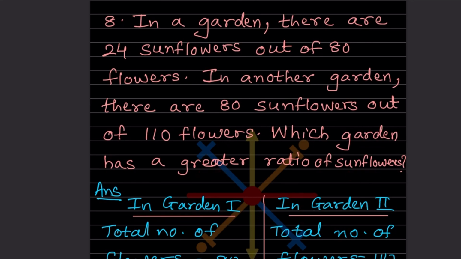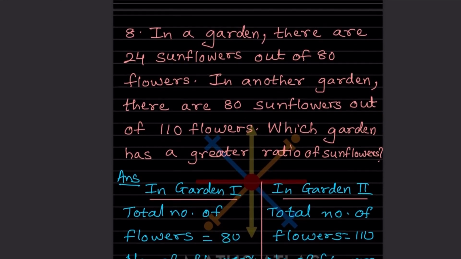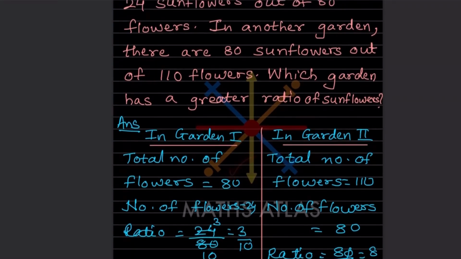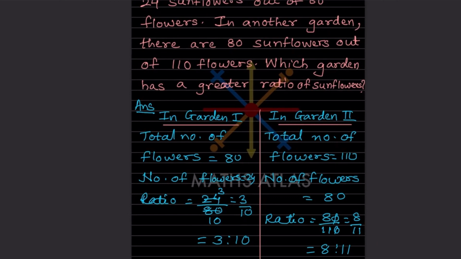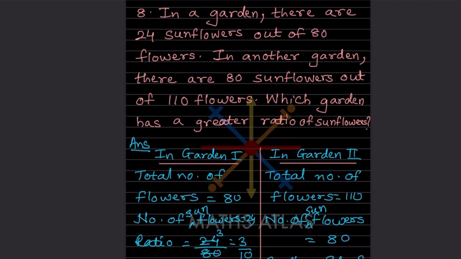So now let us see what I have done here. I have divided it into garden 1 and garden 2. So total numbers in garden 1 is what? 80. So I wrote total number of flowers is 80. And instead of just writing number of flowers, we can write number of sunflowers, because they have mentioned it. Same over here. That will be better. Now the total number of flowers is 80. Number of sunflowers, out of that, is 24.